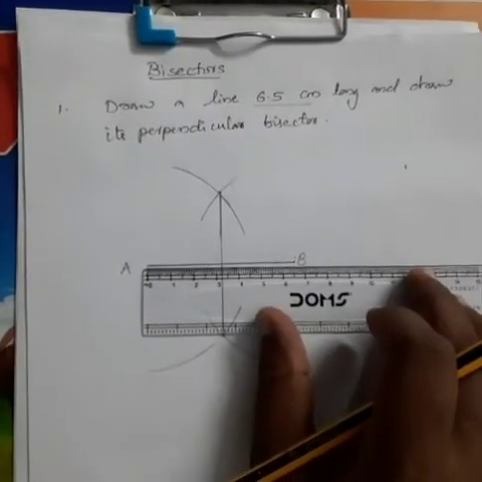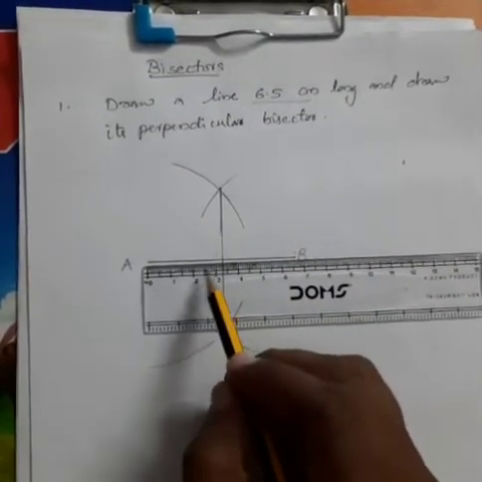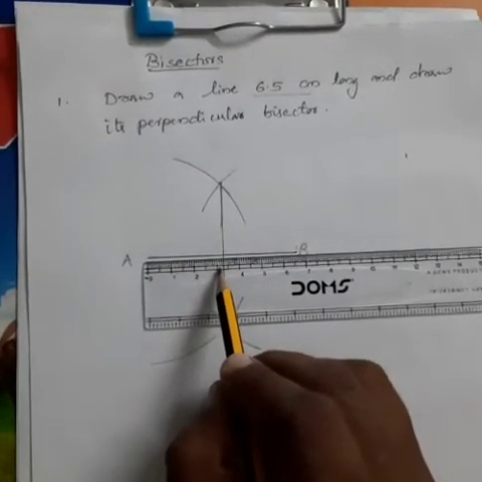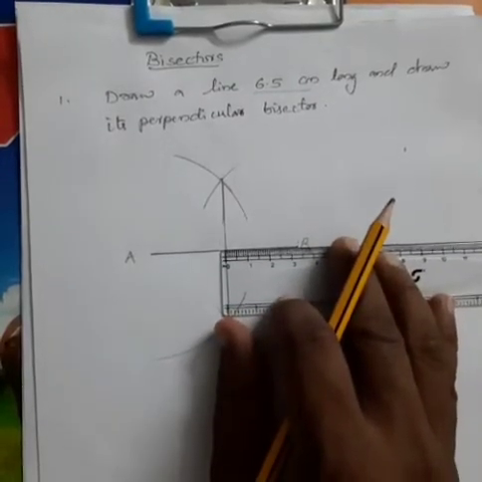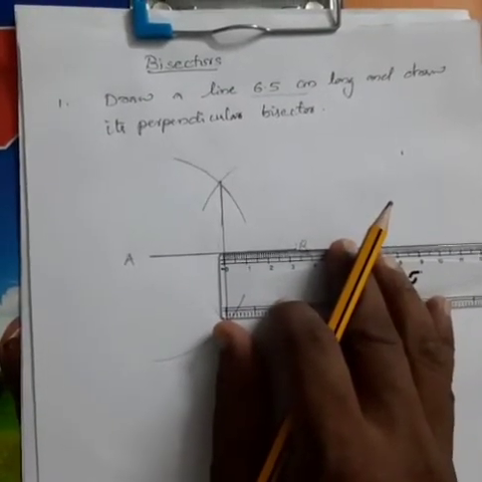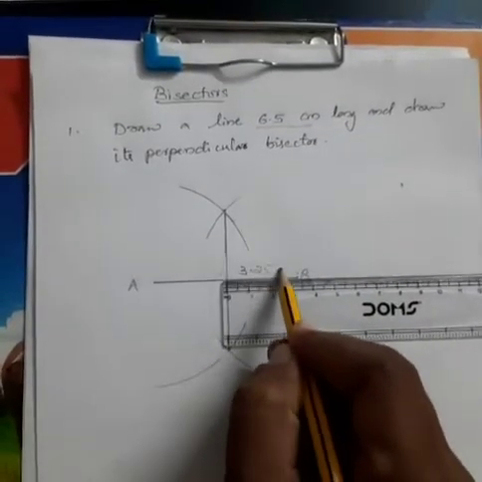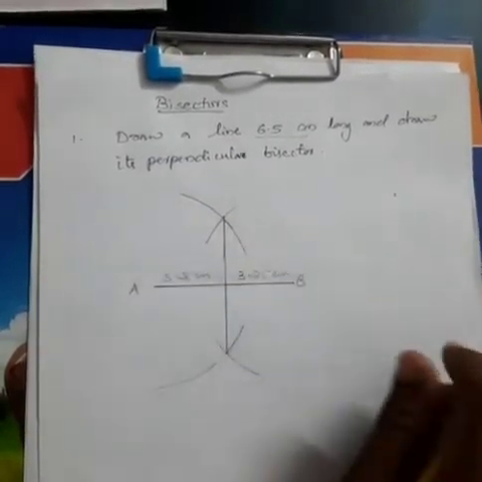The total length of AB is how much? 6.5. So if you draw the bisector, you can see here it is 3.25 something. Here also you will get 3.25 something. So both sides 3.25 centimeter. So you got the bisector.